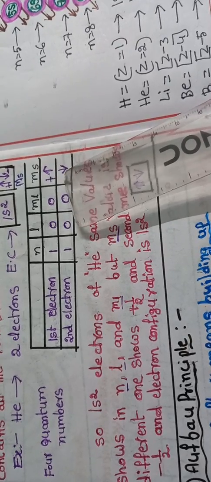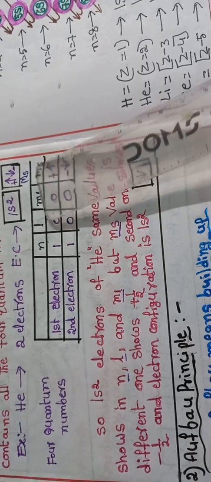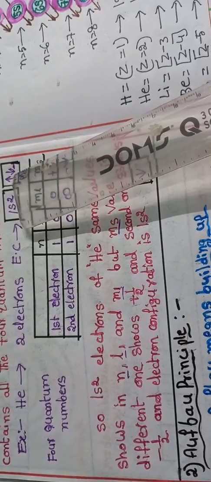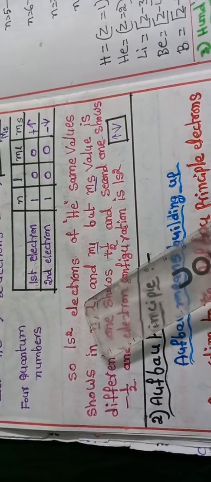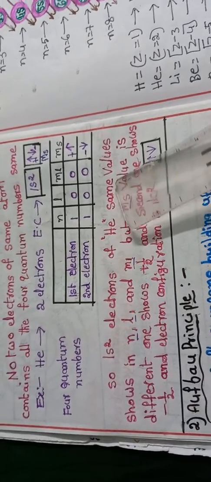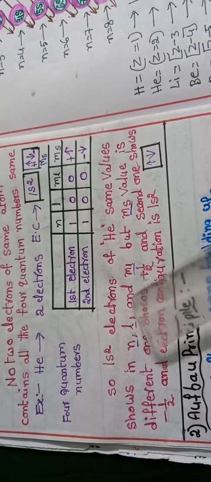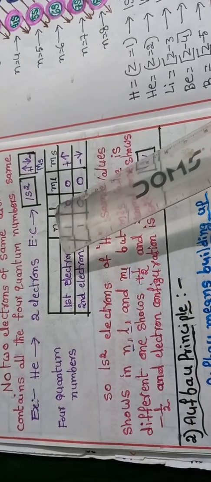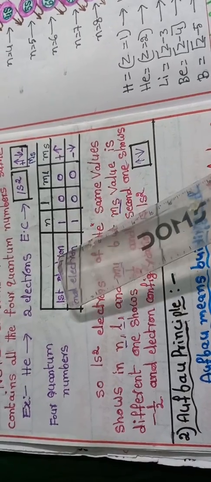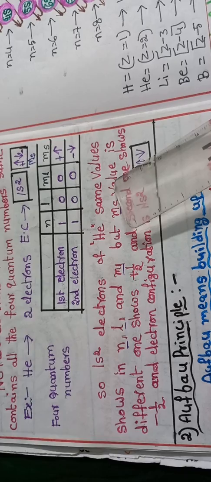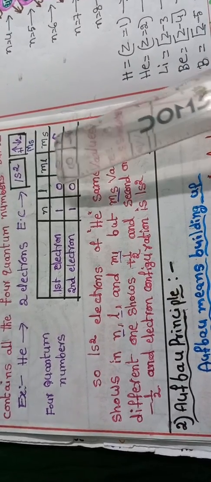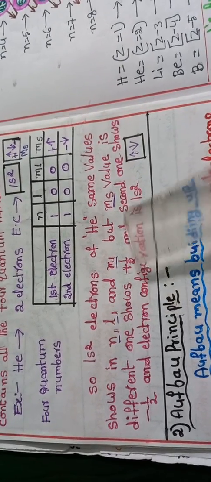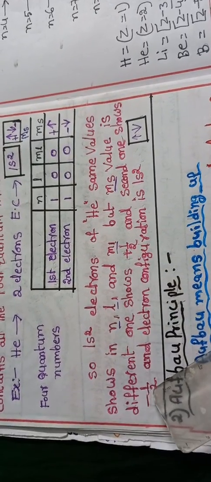Here we observe the difference between the first electron and the second electron: they have different ms values. Why? Because the first electron shows the upward direction and the second shows the downward direction. For the 1s2 electrons of helium, the same values show in n, l and ml. All values are the same for the first and second electron, but the ms value is different. The upward direction electron shows plus 1 by 2, and the second one, the downward direction, shows minus 1 by 2.